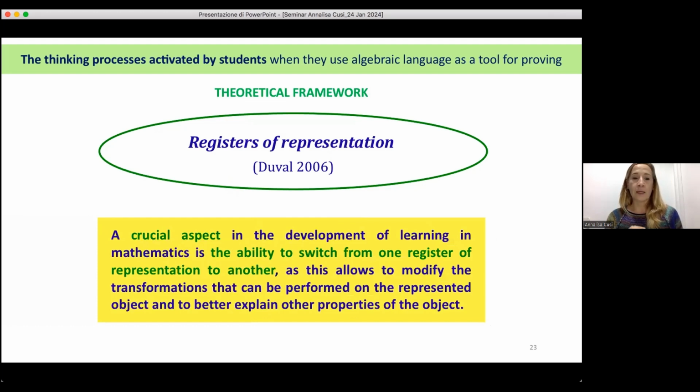Duval stressed that the ability to switch from one register to another is a crucial aspect in the development of learning, since it allows one to modify the transformations that can be performed on an object that is represented.